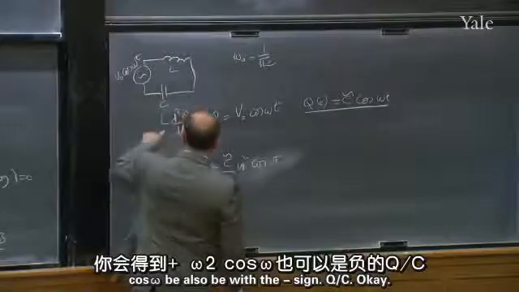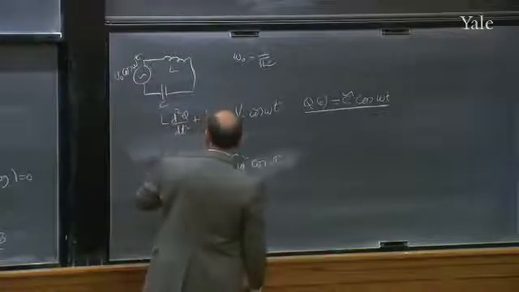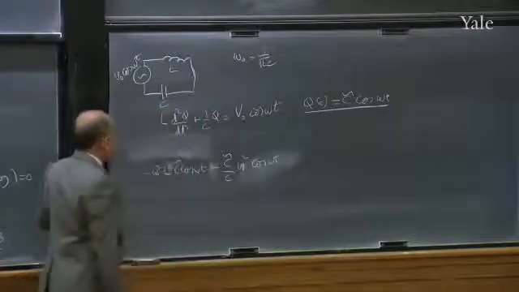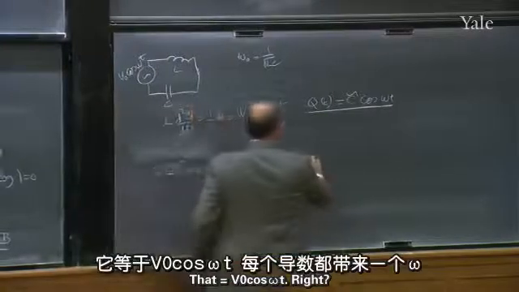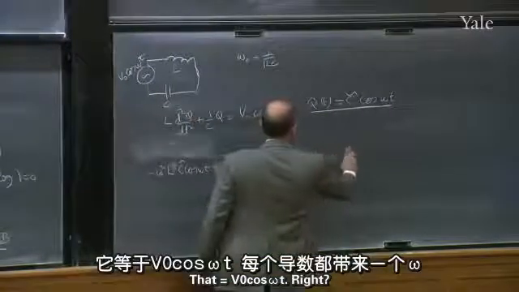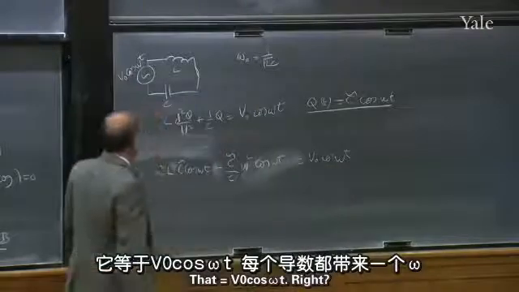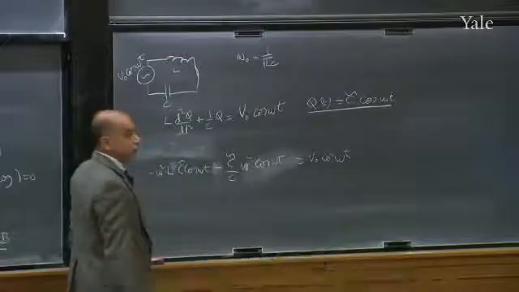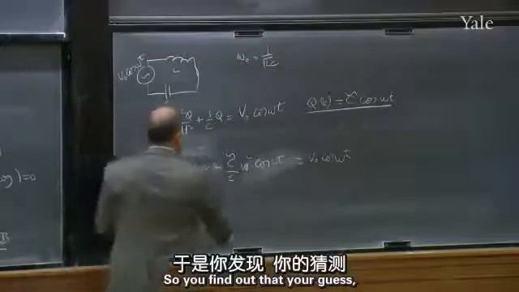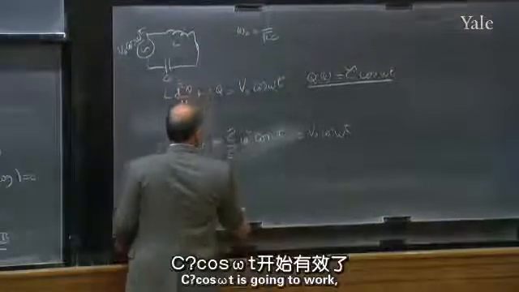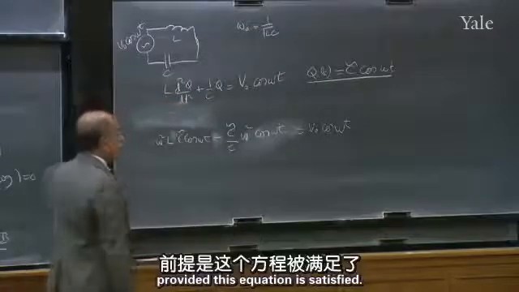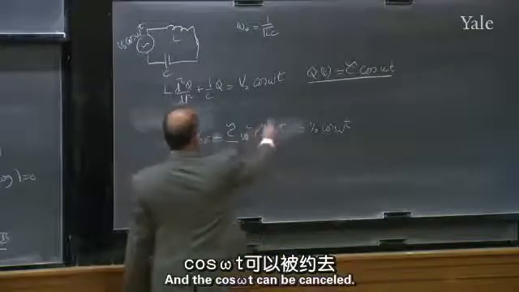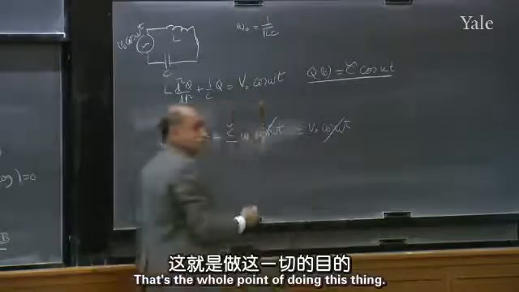Q over C. Okay. You guys buy that? There is no L squared, there's just an L. That's equal to V0 cos omega t. Right? Every derivative brings an omega, and there's a net minus sign. So you find out that your guess, C twiddle cos omega t, is going to work, provided this equation is satisfied, and the cosine omega t can be cancelled. That's the whole point of doing this thing.